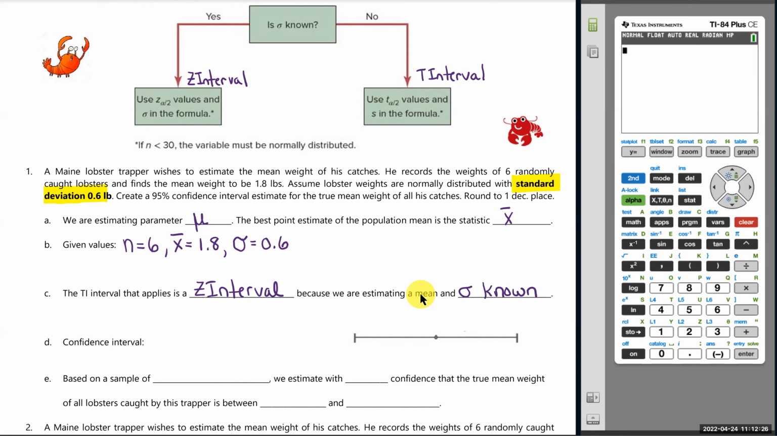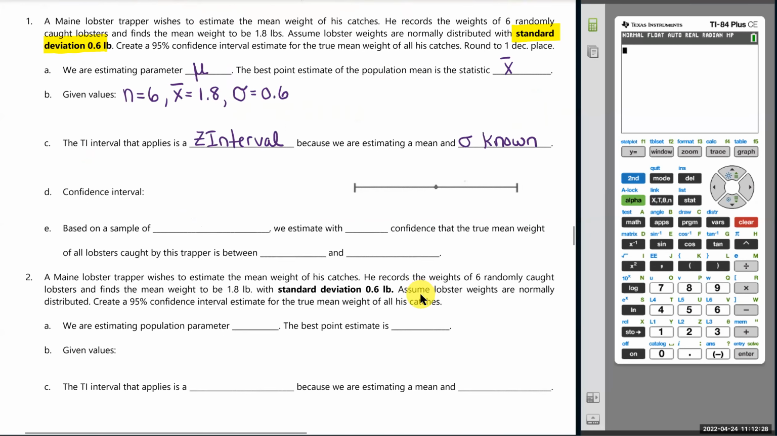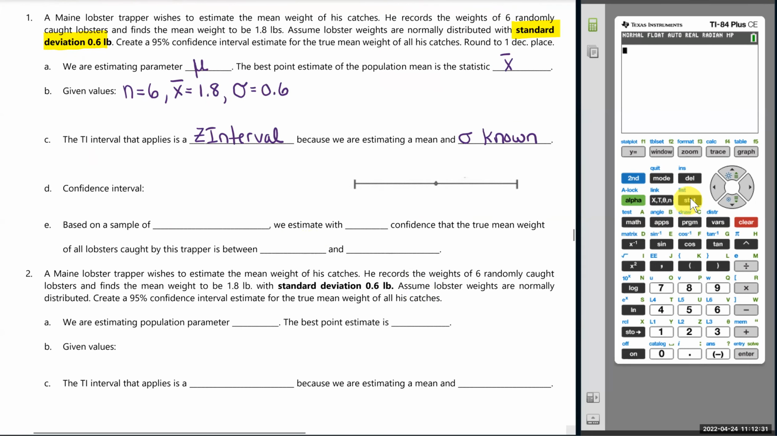Let me go ahead and create that interval. Stat tests, number 7 is our z-interval. We have our sigma, our x bar, our n, and we're creating a 95% confidence interval. We'll round to 1 decimal place, and the lower limit would be 1.3, less than mu. What we're estimating, we believe that mean is between 1.3 and 2.3.